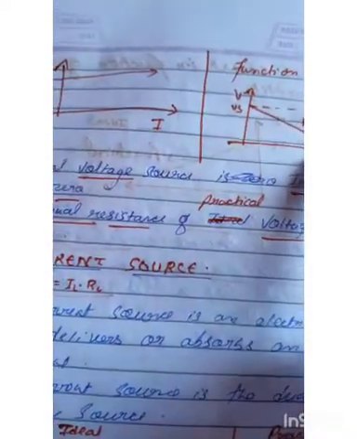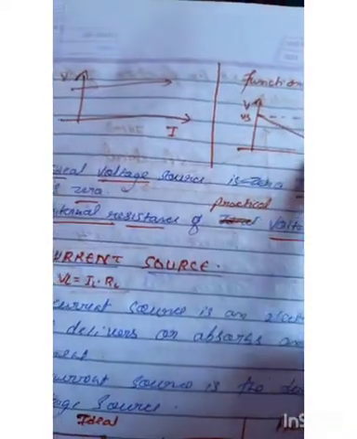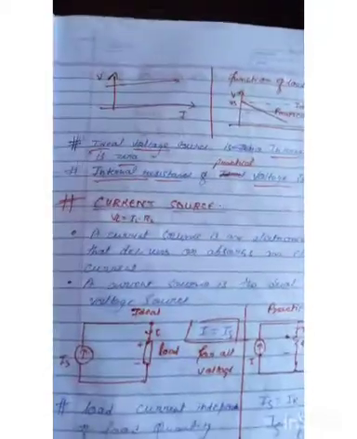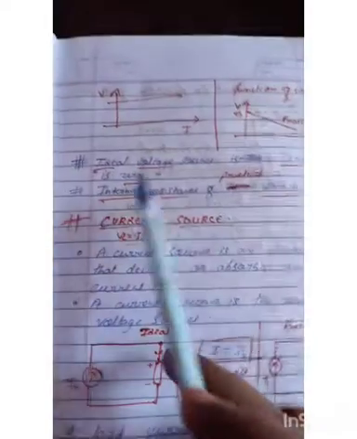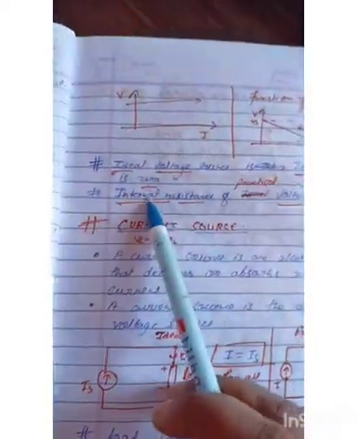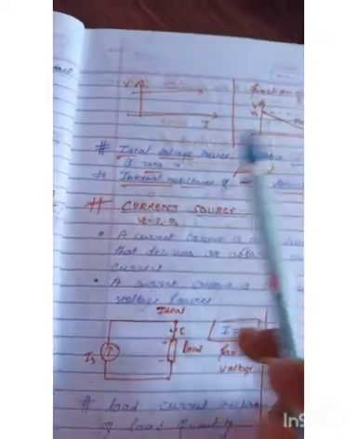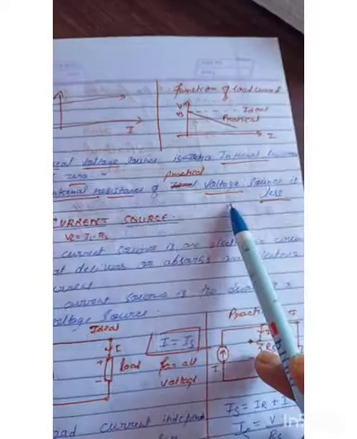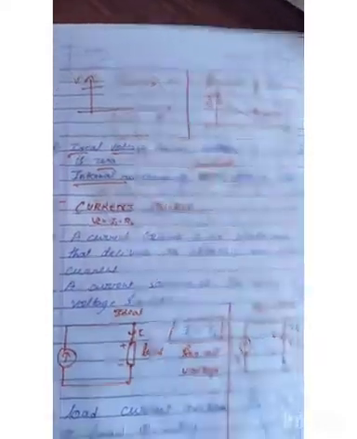This is the practical graph, this is for practical and this is for ideal. Now from this discussion, we obtain two important main points: the internal resistance is 0 in an ideal voltage source, and the internal resistance of a practical voltage source is less.